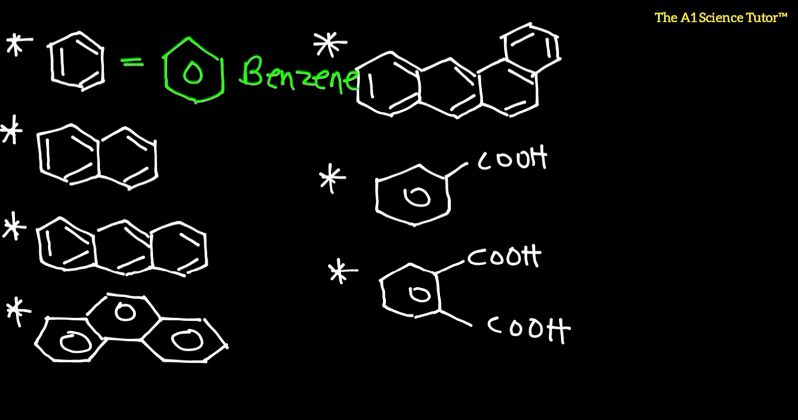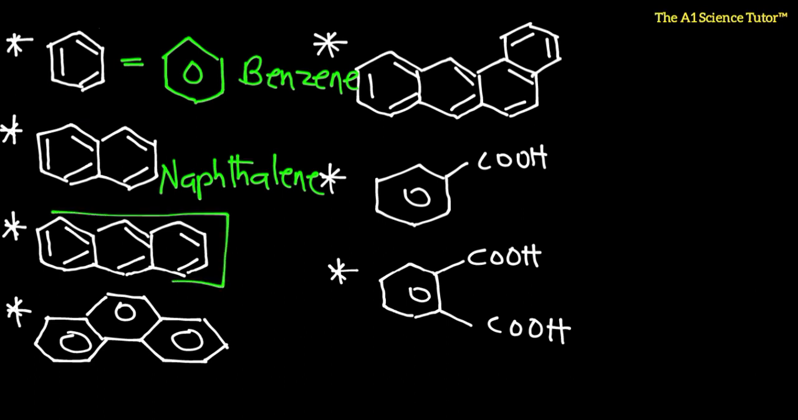Now, what is the name for this one? As you can see, we actually have two benzene rings. Now, should we call it dibenzene or what? So basically the name for this one, the common name for this one, is naphthalene. So that is going to be the name for that one.